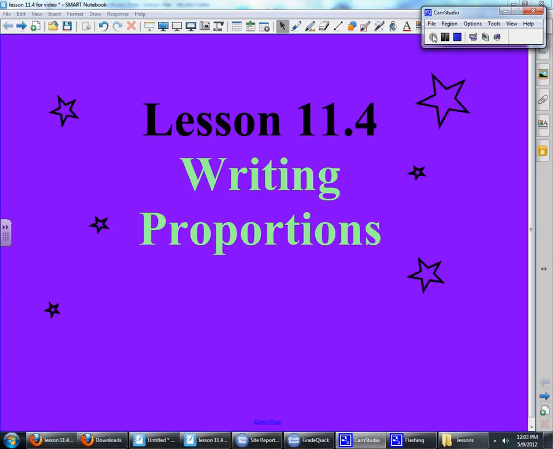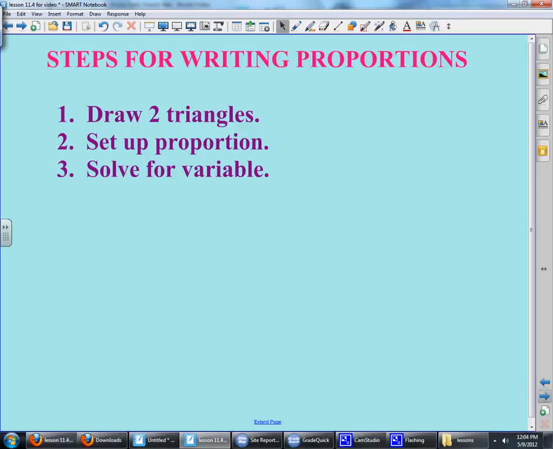Hi, today's lesson is 11.4, Writing Proportions. Please get out your notebook and pencil or pen and get ready to start taking notes. Here are your steps for writing proportions.